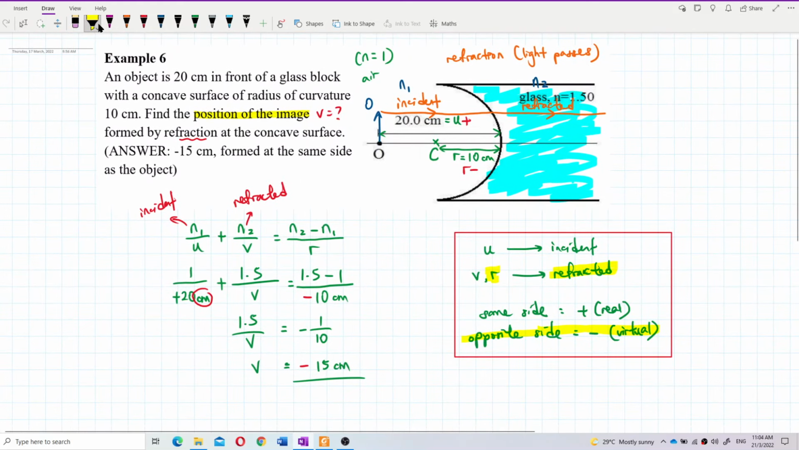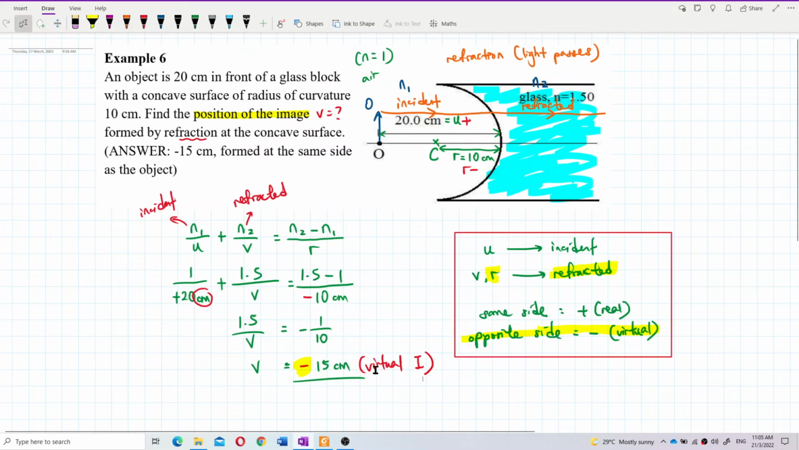Oh, so I got the V is negative. What does this mean? V negative means what kind of image? Negative V means virtual image. When negative means virtual, so this image is a virtual image. When V is negative, it is a virtual image because it is negative sign.